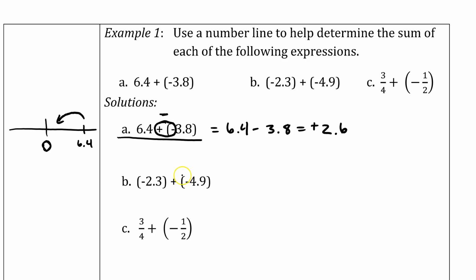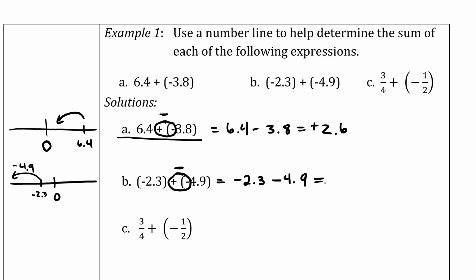In this scenario, I'm seeing that there is a positive and a negative again, so I'm going to change that just to a negative, and I'm going to rewrite it. So negative 2.3 minus 4.9. Let's see if this question is going to be positive or negative. I start out at negative 2.3, and I'm going to subtract 4.9. That means it's getting more negative.